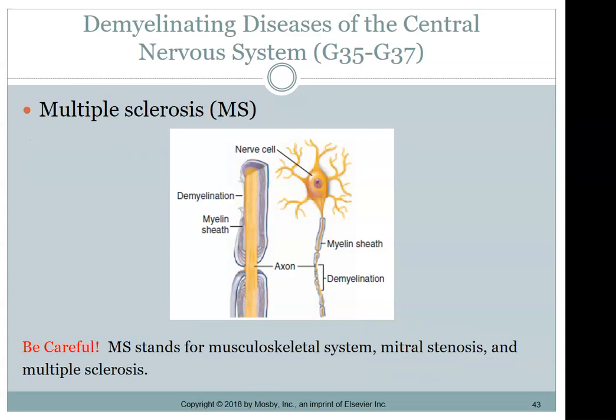Demyelinating diseases of the central nervous system, codes G35 through G37. Multiple sclerosis, or MS, is a neurodegenerative disease characterized by the destruction of the myelin sheaths on the CNS neurons, also known as demyelination, and their abnormal replacement by the gradual accumulation of hardened plaques. The disease may be progressive or characterized by remissions and relapses. The cause is also unknown.